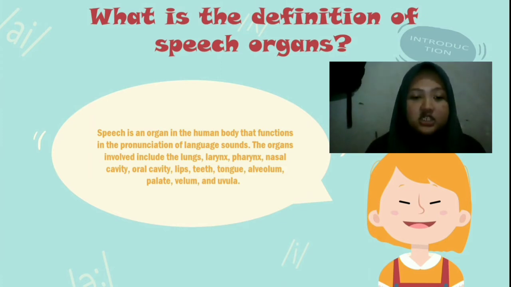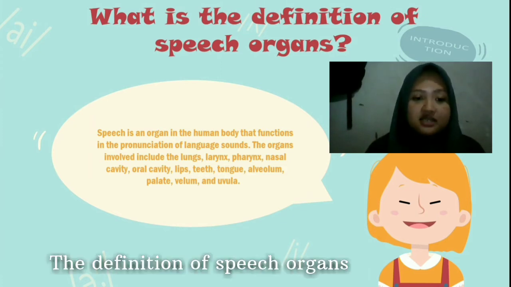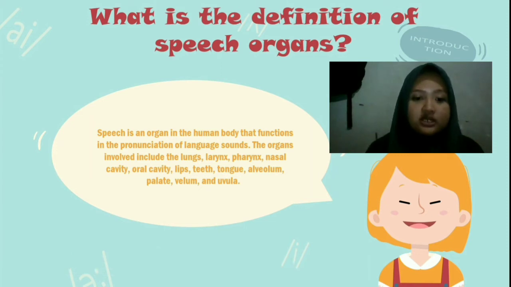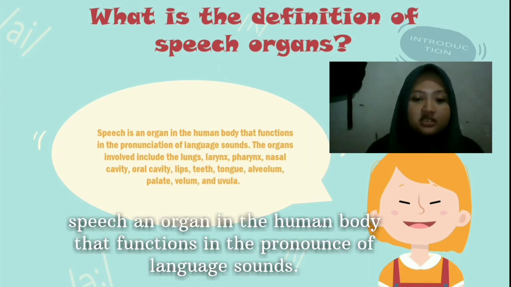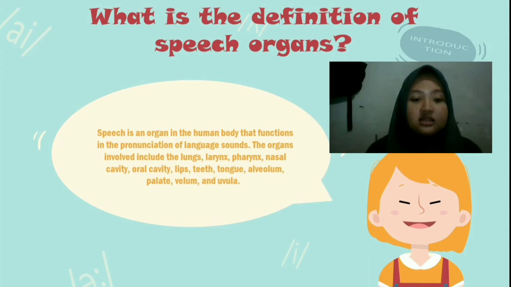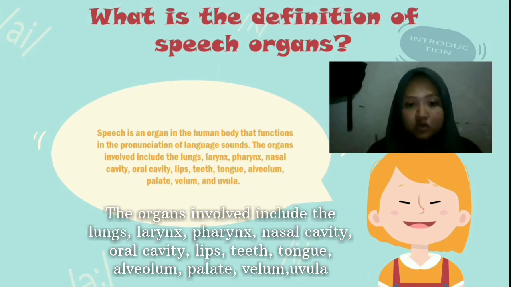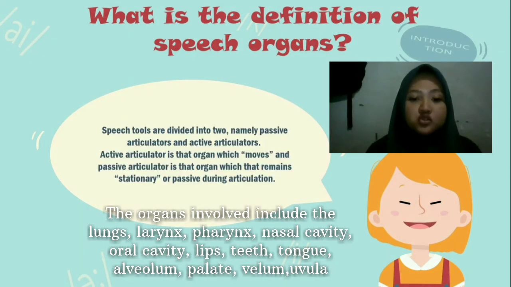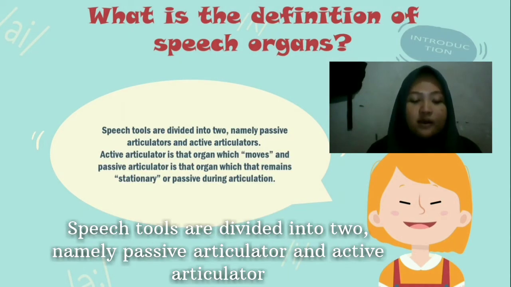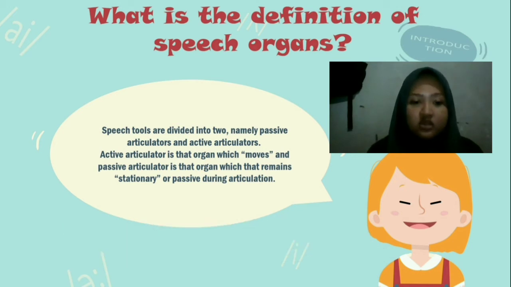The definition of speech organ. Speech organ is the human body part that functions in the pronunciation of language sound. The organs involved include the lungs, pharynx, nasal cavity, oral cavity, lips, teeth, tongue, velum, palate, and uvula. Speech organs are divided into two, namely passive articulators and active articulators.